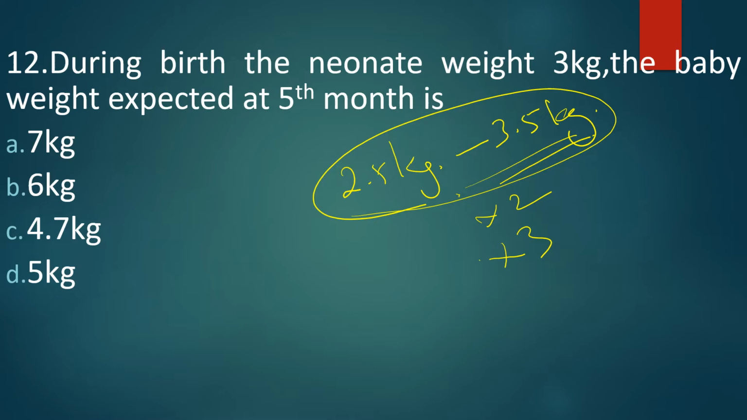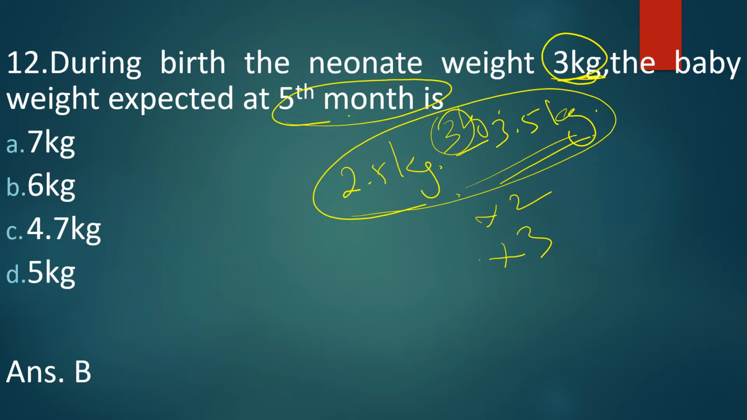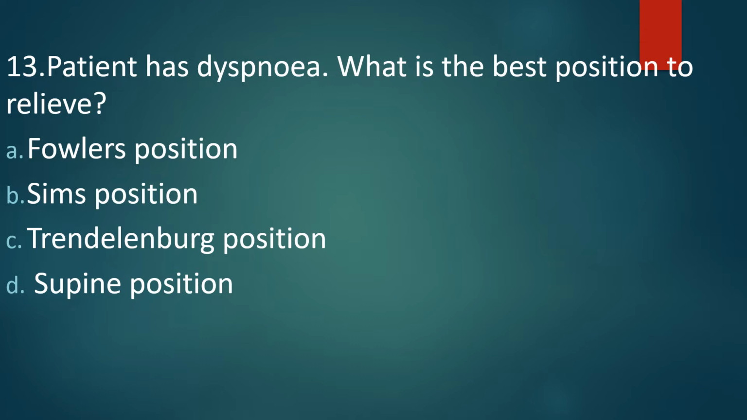So you can imagine, here the expected age is the fifth month. Imagine the baby is approximately 3 kg. So the expected weight would be 6 kg. So the option is B, 6 kg. As per the question, it is given 3 kg. So it will double when it completes 4 months. So it is near to the fifth month. So it will be approximately 6 kg. Next, we shall move on to the next question.